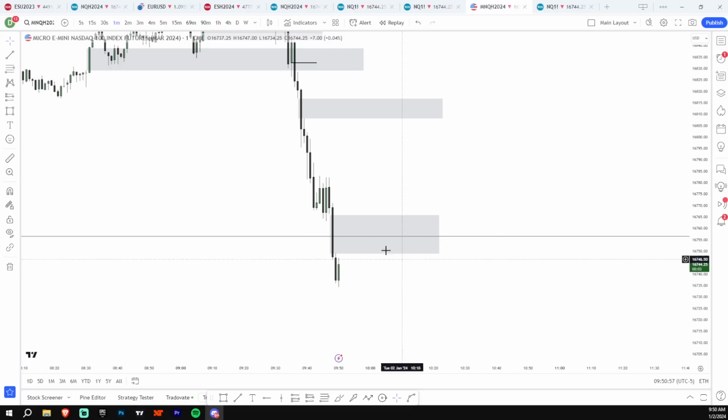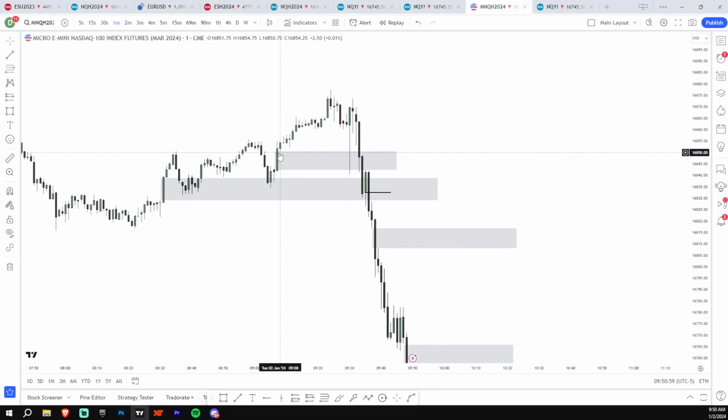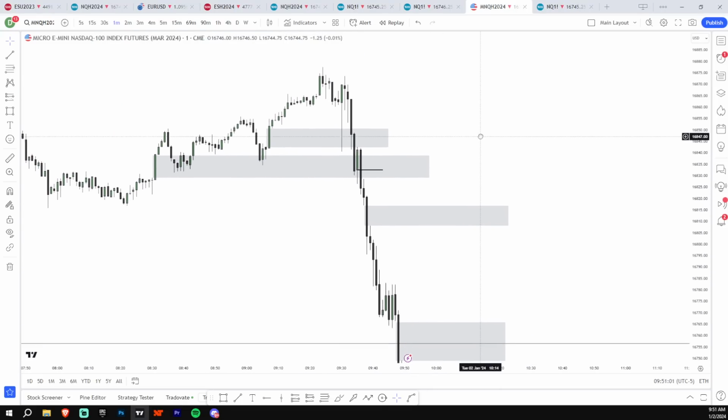So again, you can see why I didn't even want to take that long setup earlier. I just didn't think it was worth it, because I knew when we got the short, it would be way more textbook and way more high probability. That's why you should wait for the drawn liquidity.